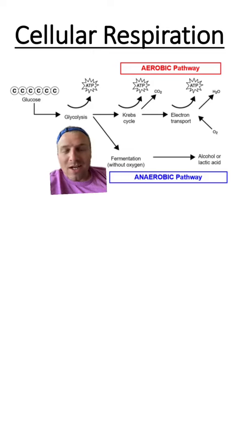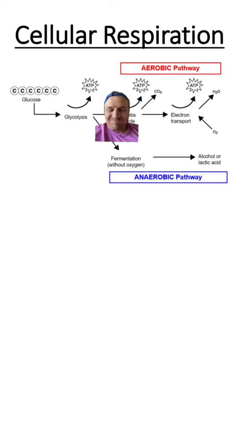Both aerobic and anaerobic respiration will go through this first step known as glycolysis. Glycolysis literally means glucose breaking. And just like it shows here, ATP is going to be produced.